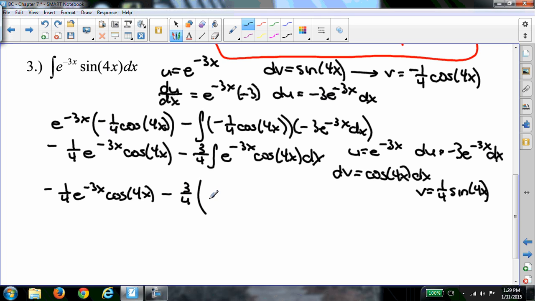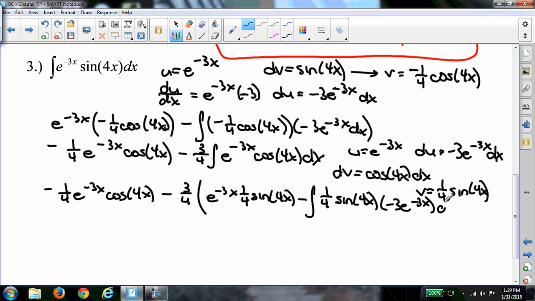So my next part again is u times v, 1/4 sine of 4x, minus the integral of v, 1/4 sine of 4x, du, which is negative 3e to the negative 3x dx.